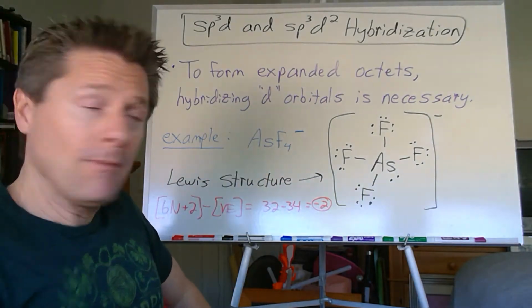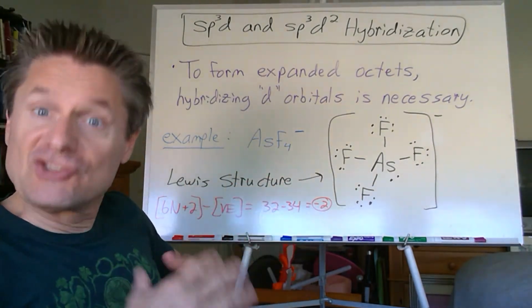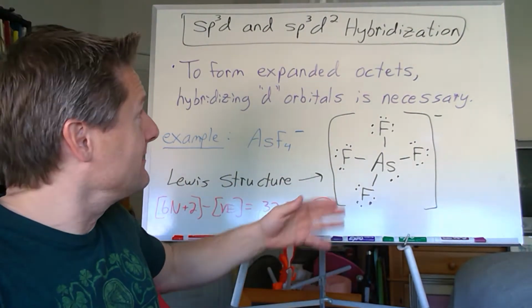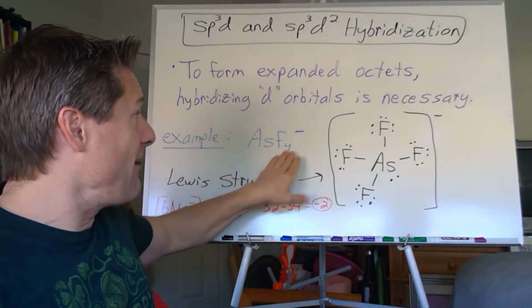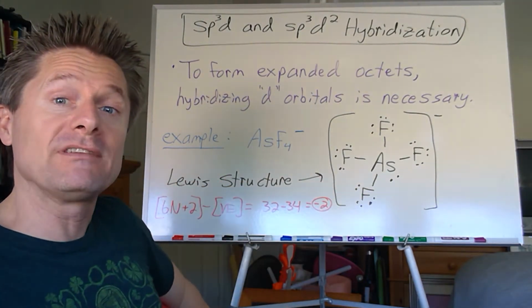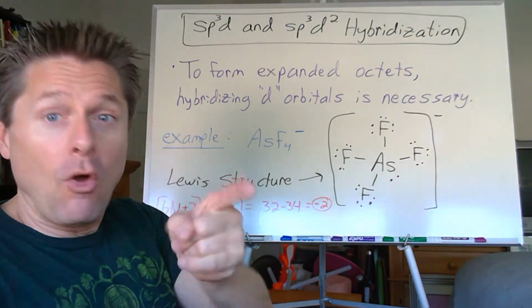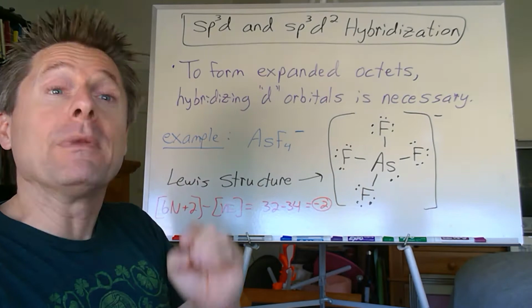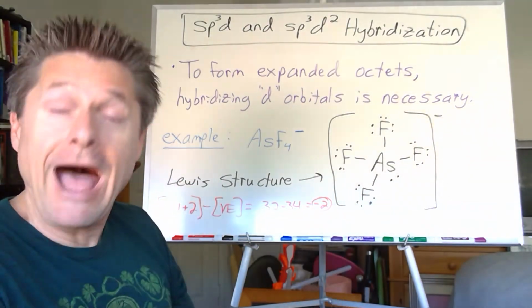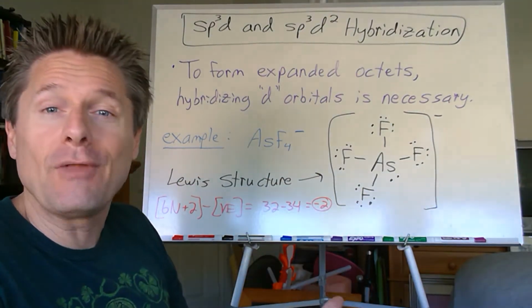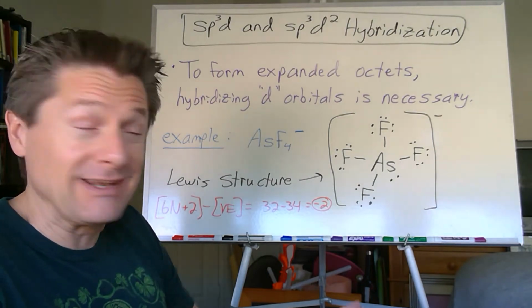So let's do an example. We'll take it live, my friends. Let's take AsF4 minus, so we'll introduce a polyatomic ion as well. You've got to do the Lewis structure. It all starts with that because you need to know how many electron groups you have. There's no way you can do the hybridization if you don't know how many electron groups you need, right?